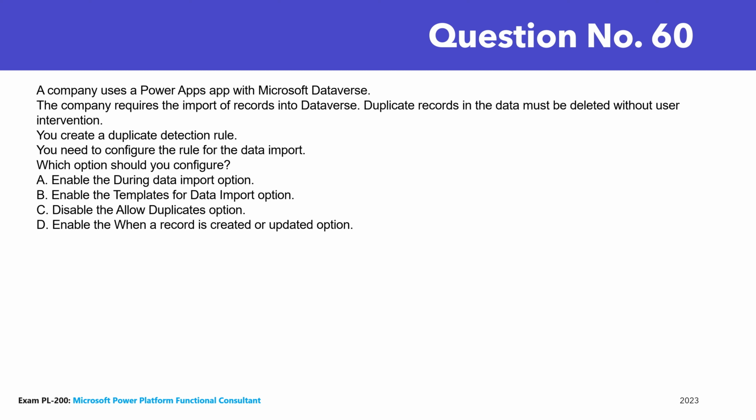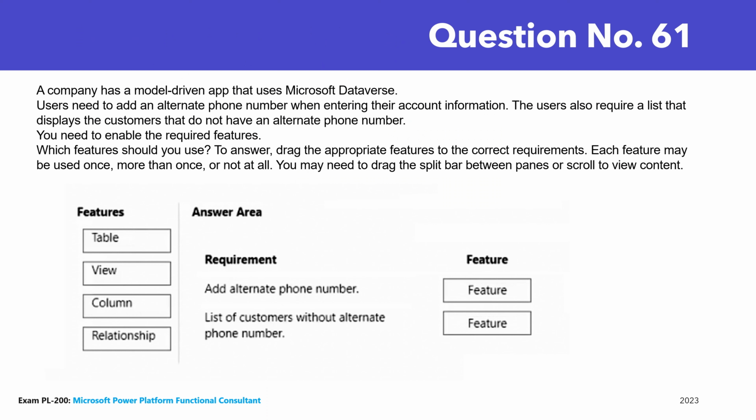A. Enable the during data import option. B. Enable the templates for data import option. C. Disable the allow duplicates option. D. Enable the when a record is created or updated option. Correct answer, A.